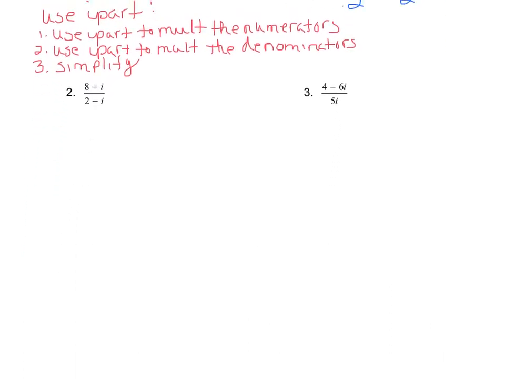Taking a look at number 2. With number 2, I have an i in the denominator. I'm not allowed to have it. It's a binomial, so I'm going to multiply top and bottom by the conjugate. The conjugate of 2 minus i is going to be 2 plus i.